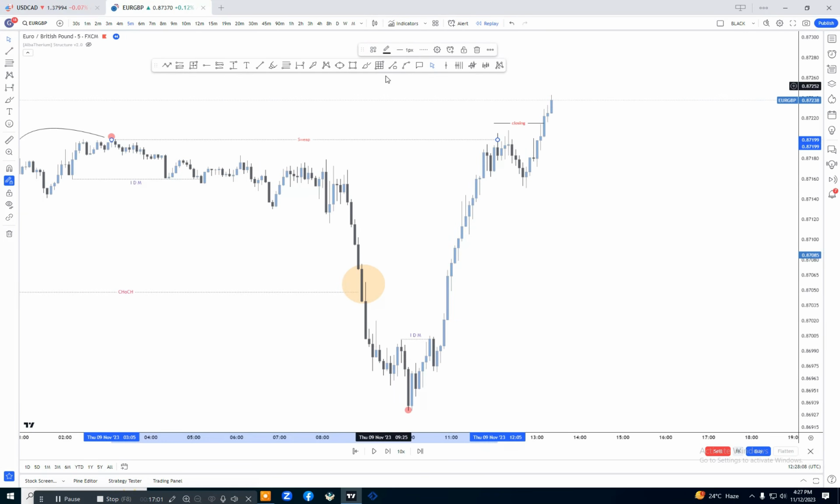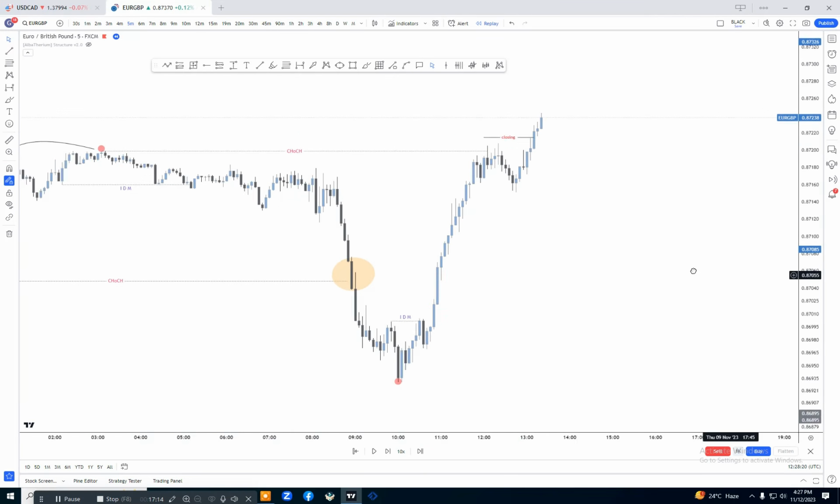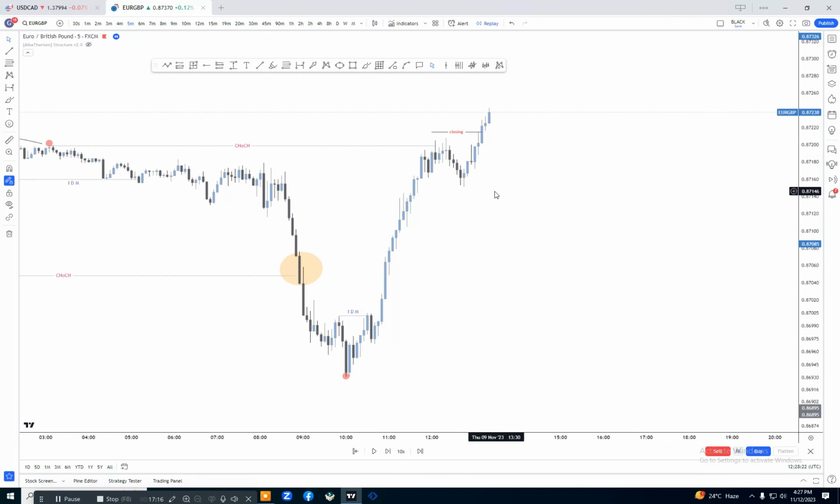Now this sweep will act like a change of character, because the market has successfully closed above the previous high. So this will act like a change of character. Now after the change of character, we need to find our lower low.